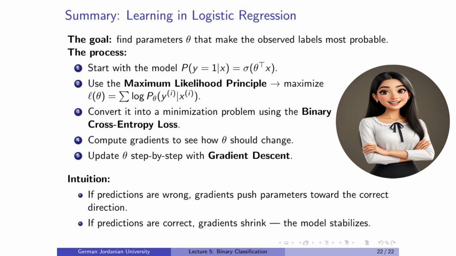We start with data and define a probabilistic model. We apply the maximum likelihood principle to estimate the best parameters. We express this as a binary cross-entropy loss. We compute gradients and update parameters using gradient descent.